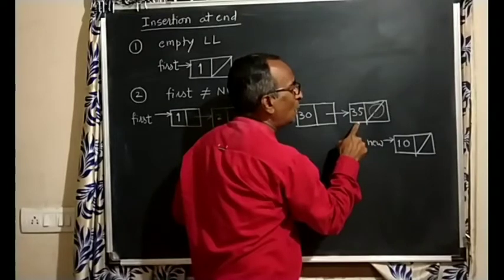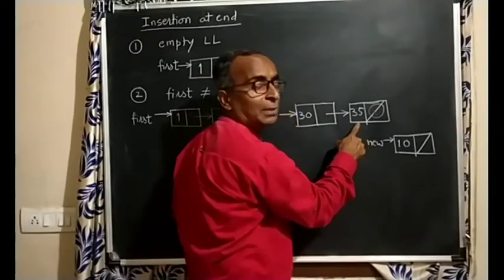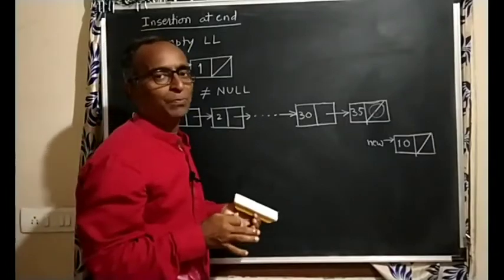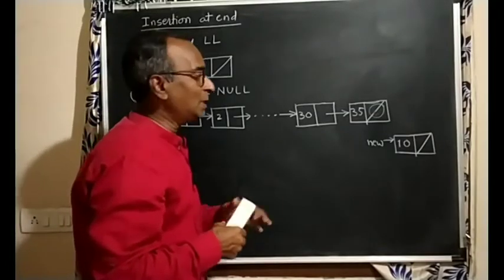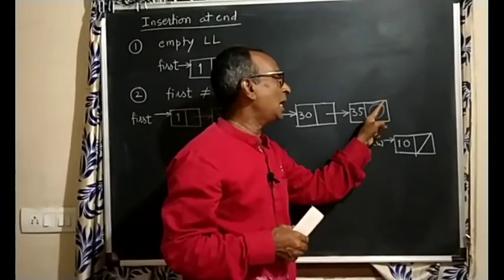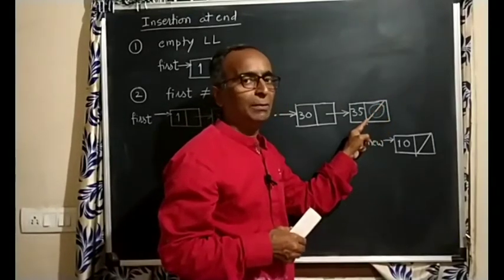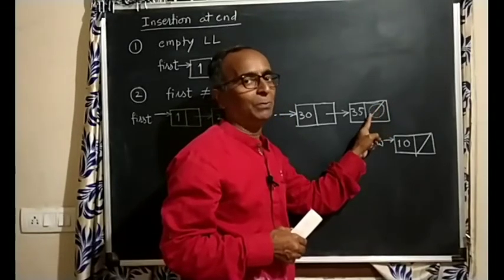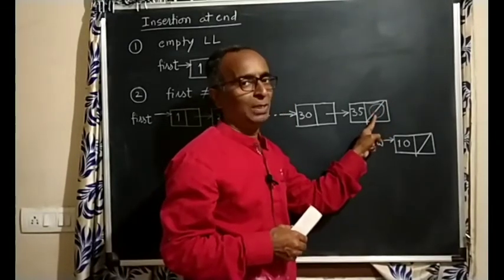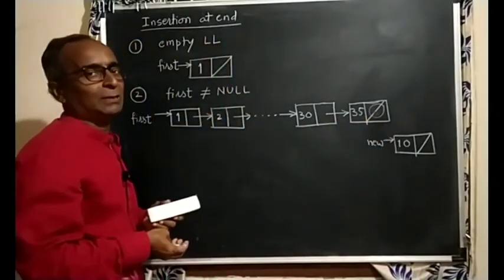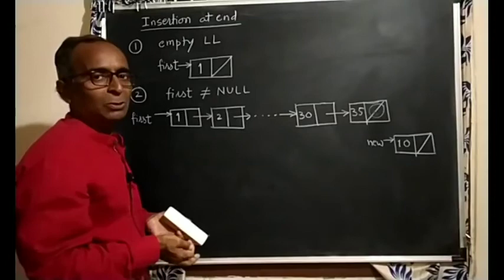So how to get this last node's address? What is the property of the last node? That you should know. Always see, the property of last node is it will have null link field. Means it will not have any address. It will have null value. That is a last node, right? Now you have to find out last node's address. Now how to find out last node's address?